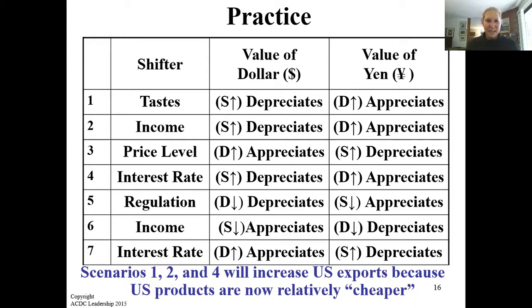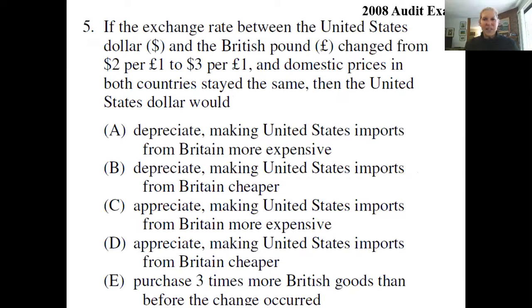Okay, here we go. Next slide. This is from the 2008 AP exam. If the exchange rate between the United States dollar and the British pound changed from $2 to £1 to $3 to £1, and domestic prices in both countries stay the same, then the United States dollar would what? So you're looking at paying more dollars for the same amount of pounds. So here's the answer: depreciate. The dollar depreciates, making United States imports from Britain more expensive.